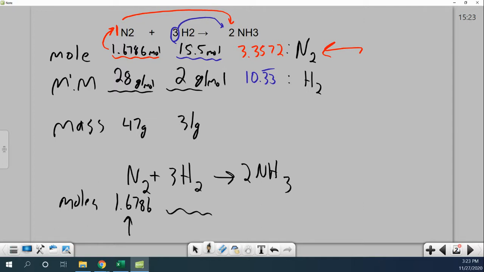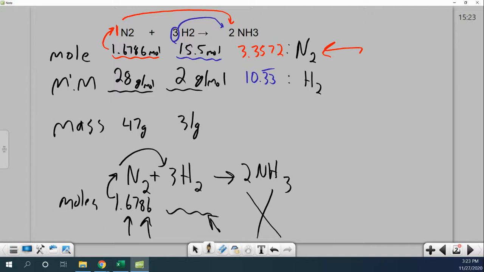I know I'm using all of this. It's my limiting reactant. That's what I'm going to run out of. I just have to figure out how much hydrogen I use. And of course, I don't care at all about the products at this point. I'm only worried about how much hydrogen I use. So all I have to do is convert moles of nitrogen into moles of hydrogen.